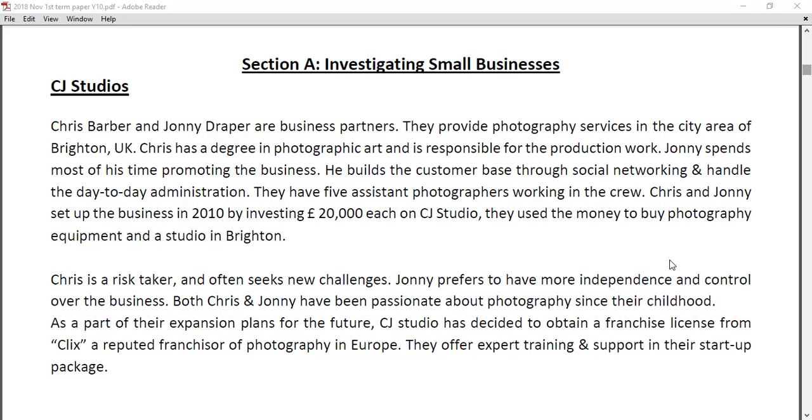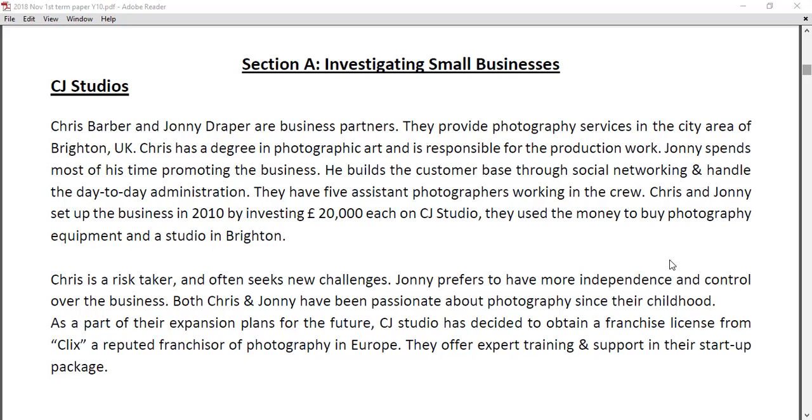As part of their expansion plans for the future, CJ Studio has decided to obtain a franchise license from Clix, a reputed franchise of photography in Europe. They offer expert training and support in their startup package. Okay, this is a small business context. You can see this is a partnership business with two friends, Chris and Johnny.